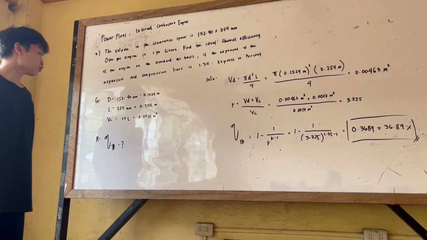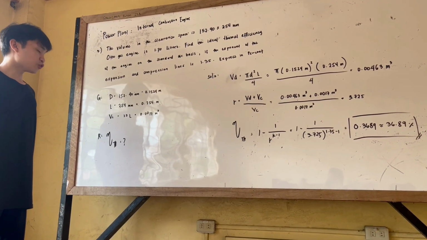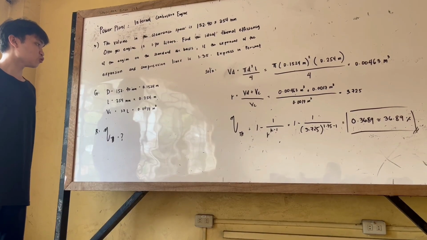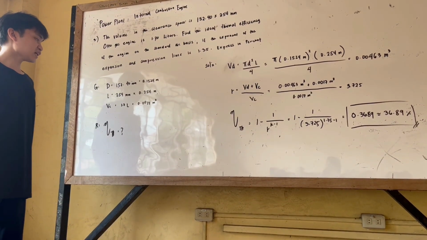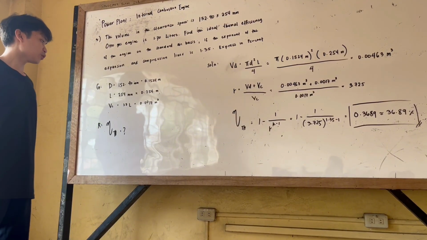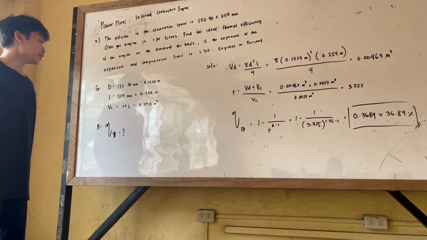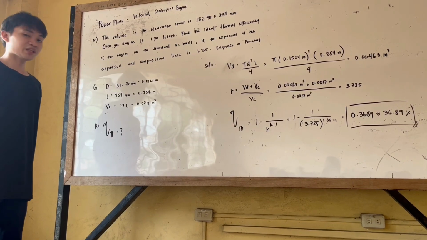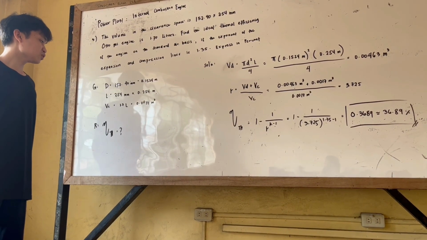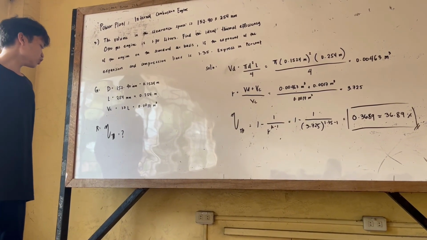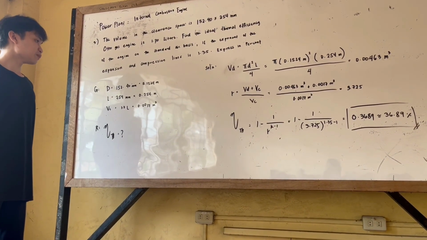So we have a diameter of 152.4 millimeters, which we need to convert to 0.1524 meters. Next, our length, we have 254 millimeters, converted to meters, we have 0.254 meters. And the clearance volume is 1.7 liters, converted to cubic meters, we have 0.0017 cubic meters. So what we need to find here is the thermal efficiency.